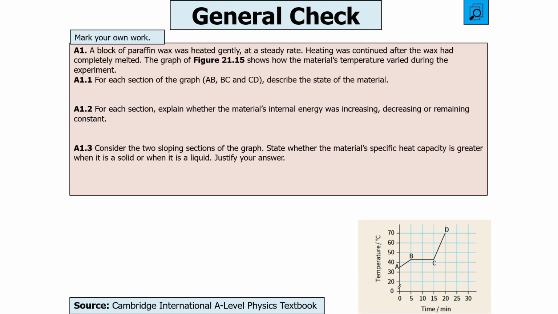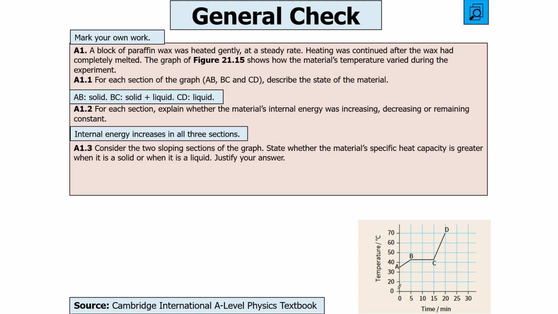Right, so AB is going to be a solid. BC is when it's melting, so it's a solid and a liquid. And then CD is when it's fully become a liquid. Now at each part, AB, BC and CD, you are putting energy into the substance by heating it up, so the internal energy is going up in all three sections.